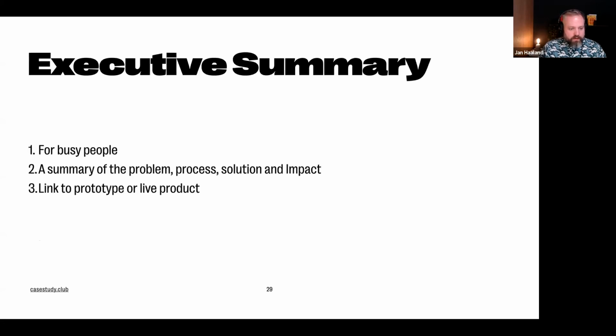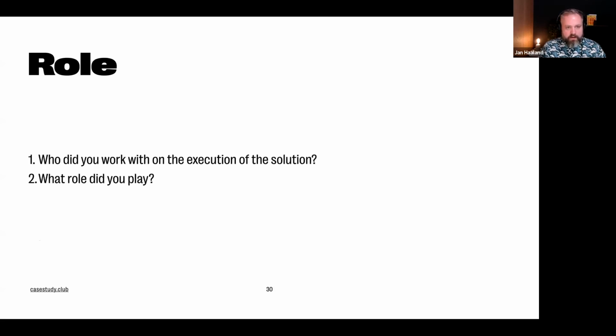Okay, so for the executive summary, this is basically for busy people, and that would be recruiters or hiring managers. It's a summary of the problem, process, solution, and the impact, and also preferably a link to a prototype or a live product. Then you'll go ahead and explain your role. If you're entry level or mid-level, then I wouldn't pay that much attention to this. You could obviously mention your role within your project, but you don't have to go too in depth. But if you're senior or lead, then you can be a little bit more detailed in this section.